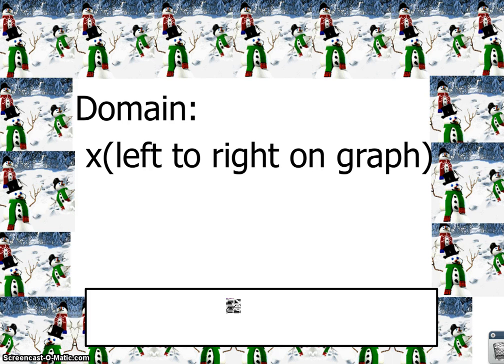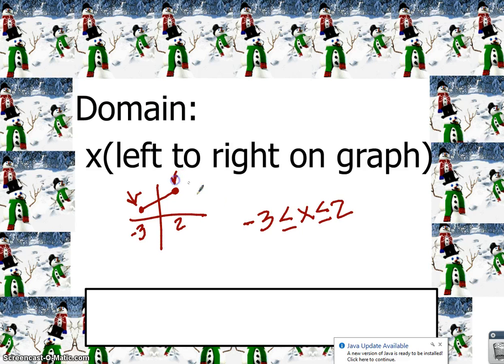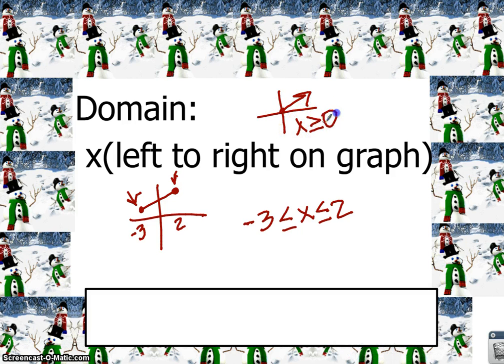Domain is going to be x values. It's going to be a list of numbers if they give you points. It's going to be greater than or less than if they give you a graph. If you're looking at a graph, you have something like this, and you know that this is at -3, and this is, say, at 2, it would be -3 is less than or equal to x is less than or equal to 2. You used your x values from the 2 points that you had given. If you had something like this, it would be x is greater than or equal to 0.